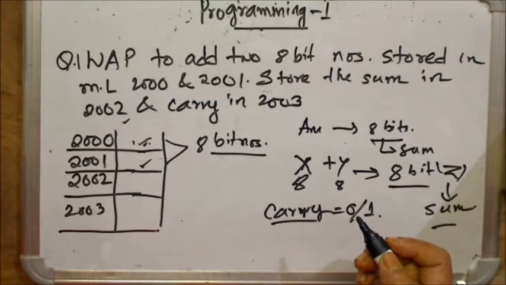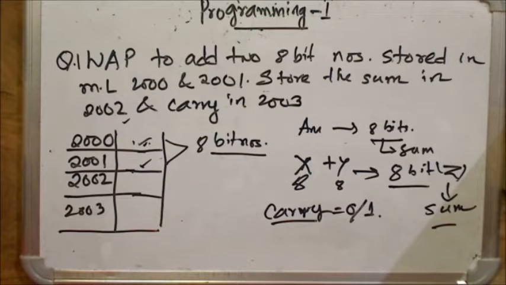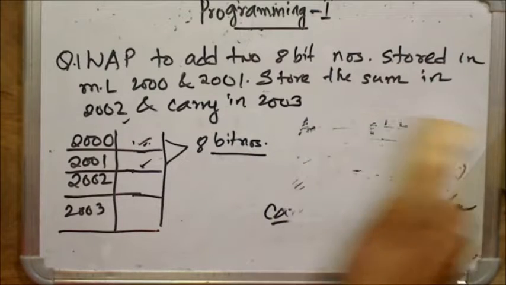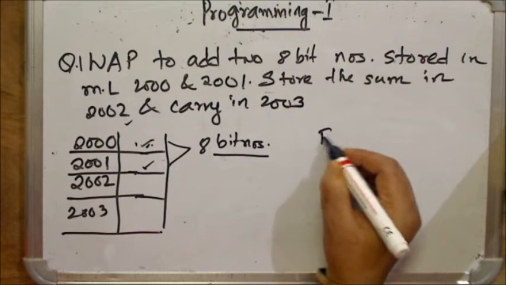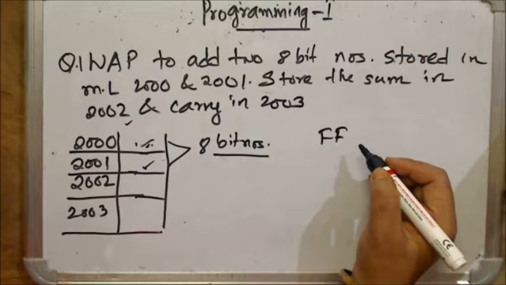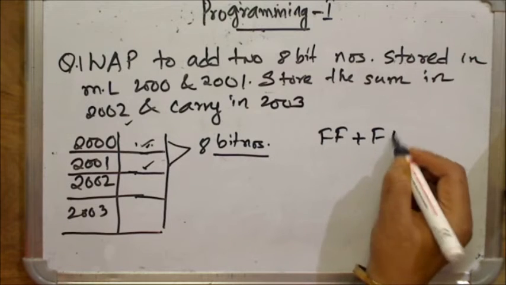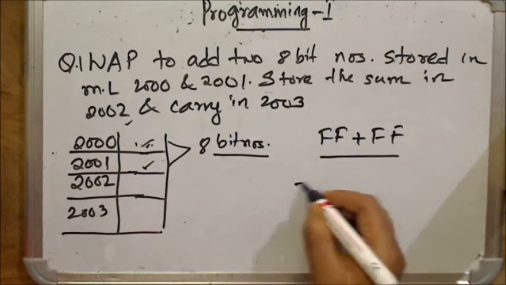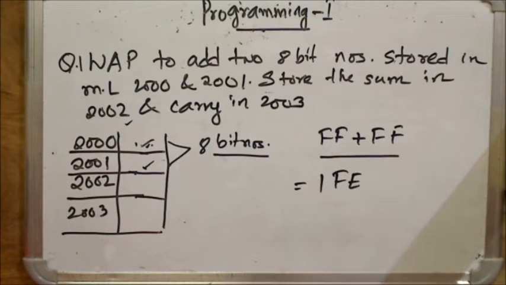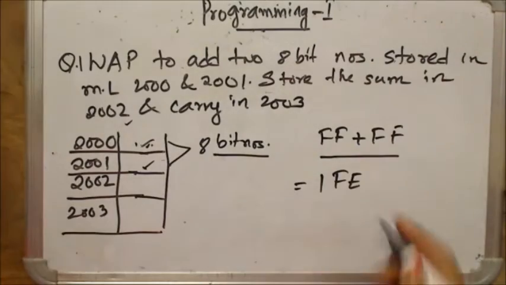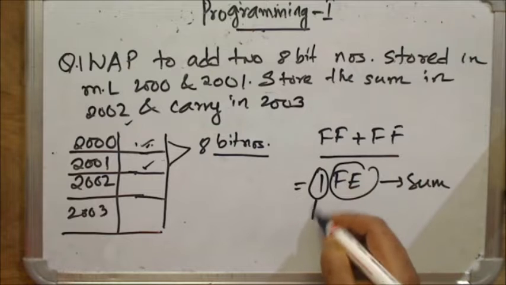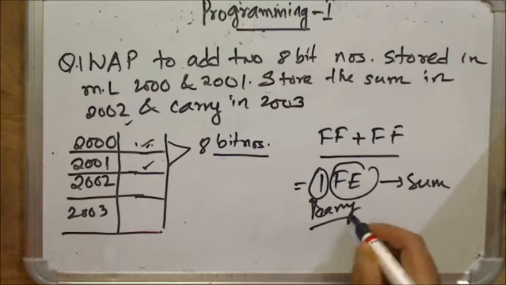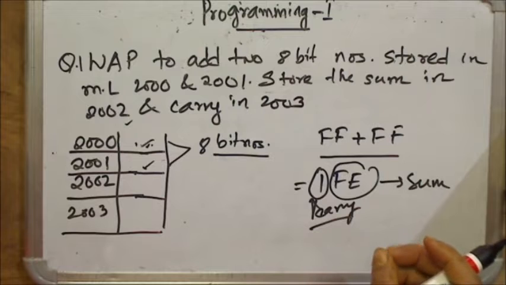Now what is the highest possible 8-bit hexadecimal number? FF, right? So when you add two highest possible 8-bit hexadecimal numbers, the answer is 1FE. The answer is 1FE, where FE is the sum and 1 is the carry, right?